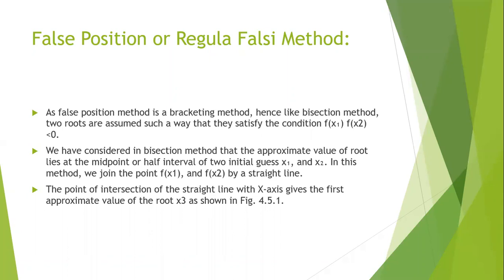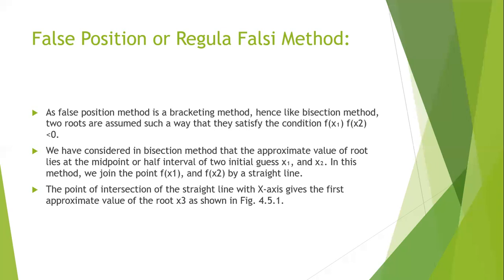In this lecture, we study the next method to find the root or solution of an equation by using the false position or regula falsi method. The false position method is a bracketing method, like the bisection method. Two guesses are assumed in such a way that they satisfy the condition f(x1) into f(x2) is less than 0, according to the intermediate value theorem.